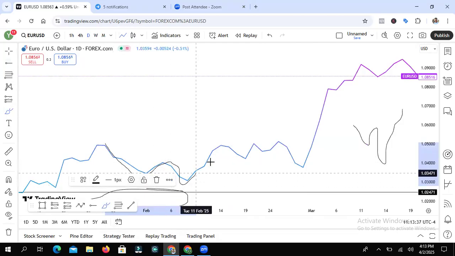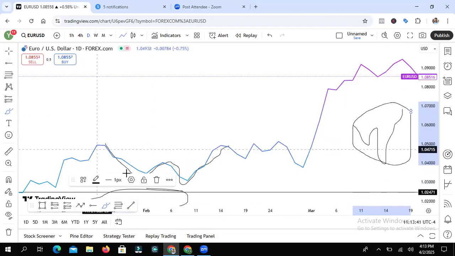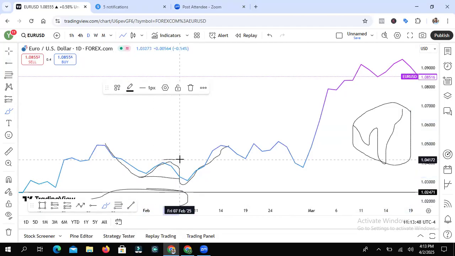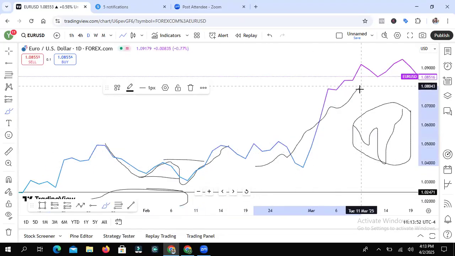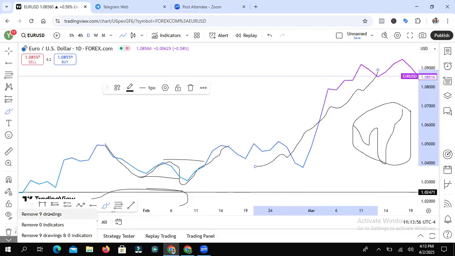1, 2, 3, 4. Can you see it is the same thing as what I drew here? You can see the liquidity sweep right here and the break of structure. And afterwards, the market just continued to pull up. Let me delete everything and show you.